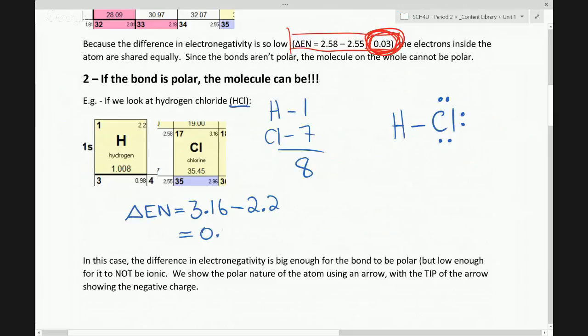And if you do that math, you should see that the difference in electronegativity ends up being 0.96. So that electronegativity is big enough for the bond to be polar. And note, it's low enough that it's not ionic, so there's not a transfer of electrons. It is polar. This tells us that the bond is polar.